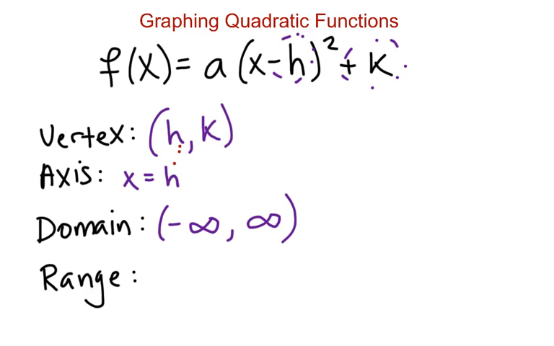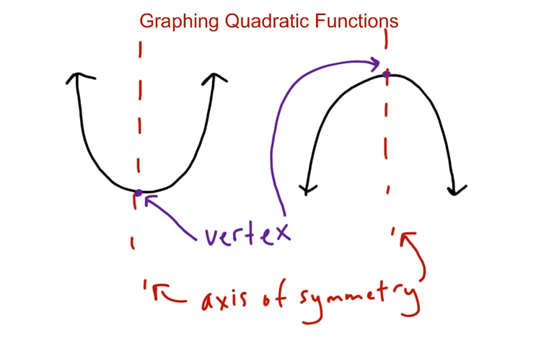I'm going to pop back to my other page for a second here. If you were to look at an upward-facing parabola, like this first case here, the range would be from that low point of the vertex all the way to infinity. If we look over here at a downward-facing parabola, the range would be from negative infinity all the way up to the vertex point.